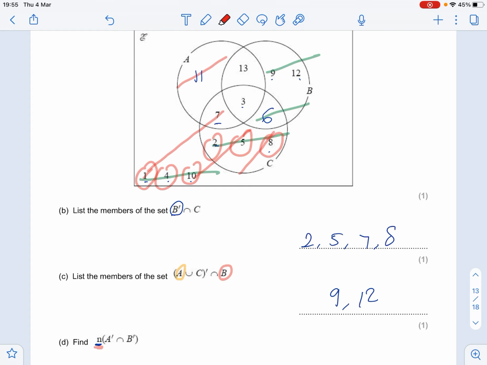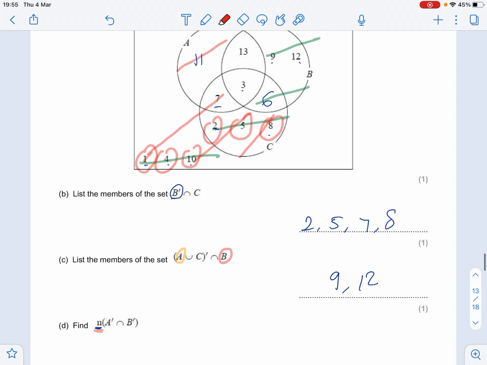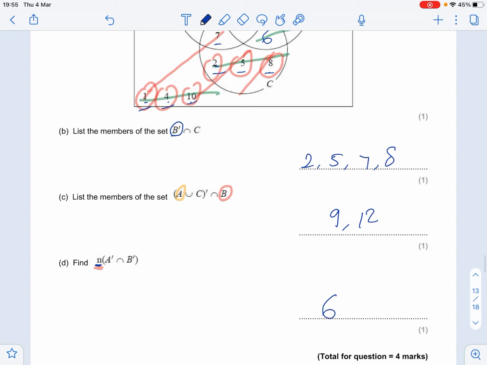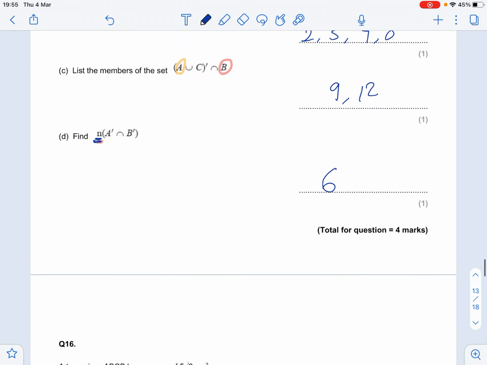And n means how many items we have. So in here we have 1, 4, 10, 2, 5, and 8. So we have 1 item, 2 items, so we have 1, 2, 3, 4, 5, 6. So we have 6 items in here. This just means how many items. So we have 6.